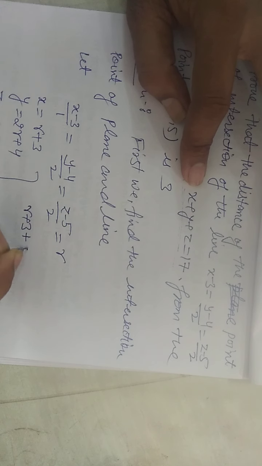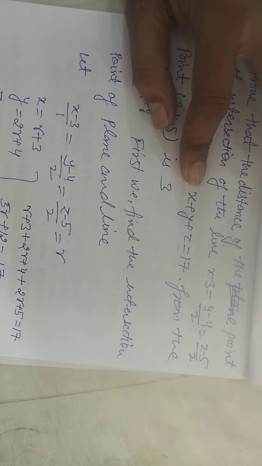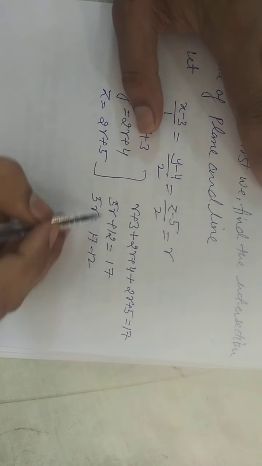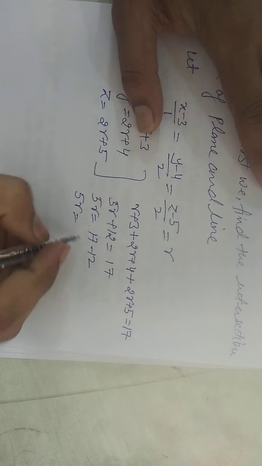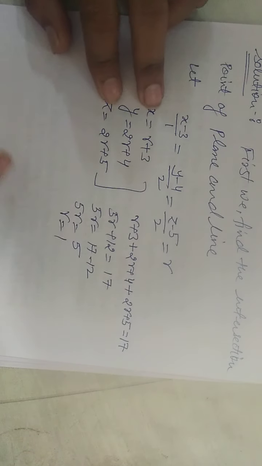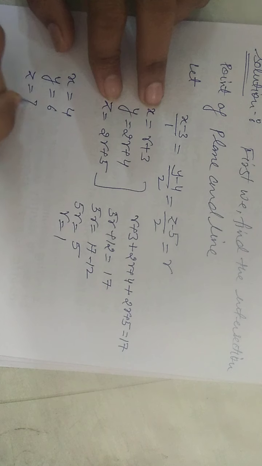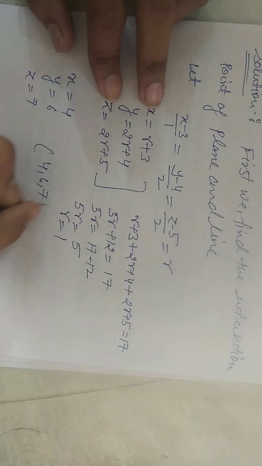r plus 3 plus 2r plus 4 plus 2r plus 5 equal to 17. 5r plus 12 equal to 17. 5r equal to 5, r equal to 1. Then putting the value of r in this, x is equal to 4, y equal to 6, z equal to 7. The intersection point is (4, 6, 7).